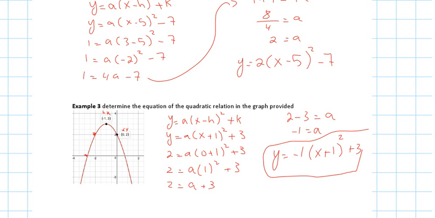Did you bring the 3 over as a negative 3? And what's 2 minus 3? Yeah, 1a and a is the same thing, right? This is 1a or a is the same thing. Yeah, so then I'm dividing. You divide by 1?